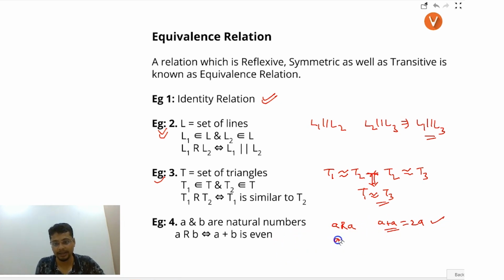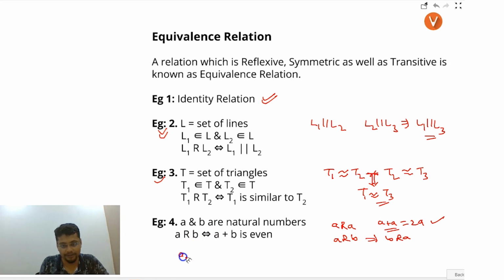What about symmetric? A related to B. Does it imply B related to A? Yes, B related to A. Why? Because addition is commutative. If A plus B is even, B plus A would also be even. All right. What about transitive?